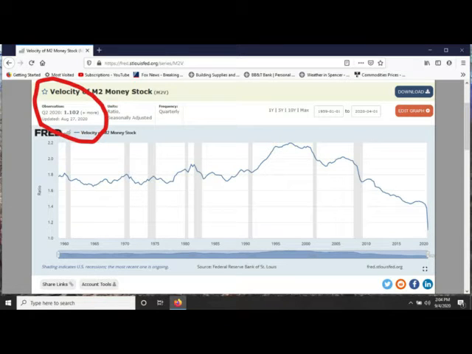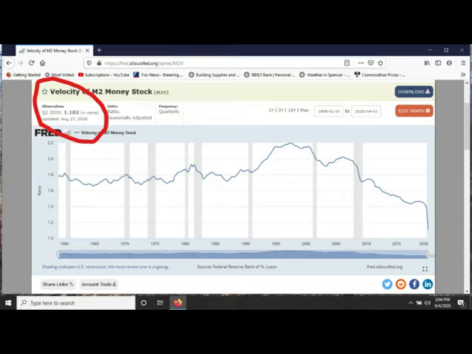Next chart. I'm trying to look and see what this is. I think it's velocity of money. Now, all that means is the number of times a dollar changes hands. In other words, I work for an employer and he pays me. That's a velocity of 1. I take that money and I go buy groceries. That's a velocity of 2. The grocer takes the money, buys new stock for the grocery store. That's a velocity of 3.